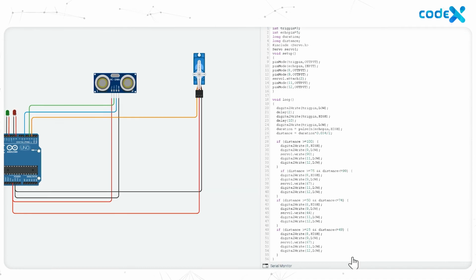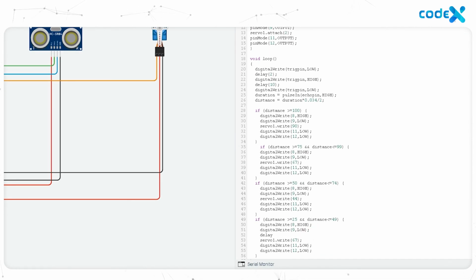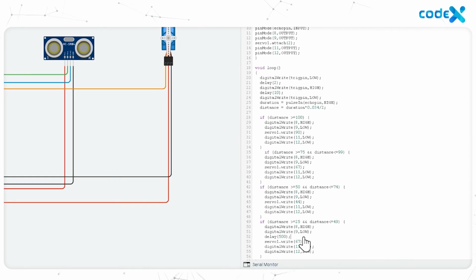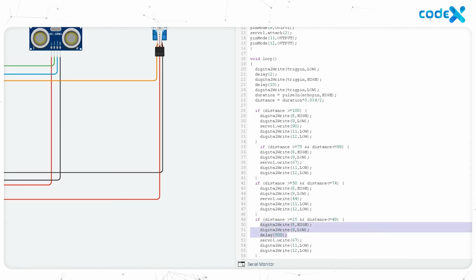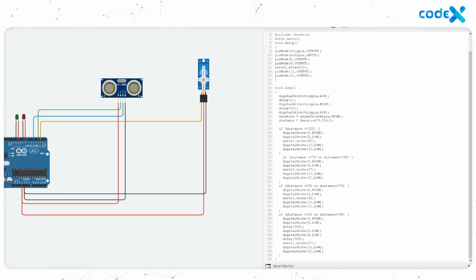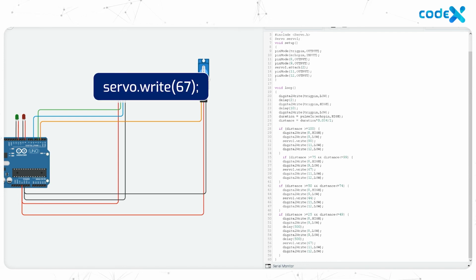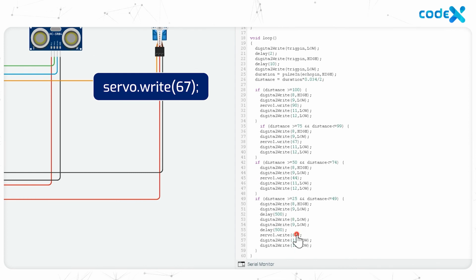For that, type delay within brackets 500. Then put a semicolon. Copy this syntax from line 50 to 52 and paste it below. Change high to low. Then scroll up. We need to change the angle of rotation of the servo to 21 degrees. In this syntax, servo.write within brackets 67, change to 21 degrees.